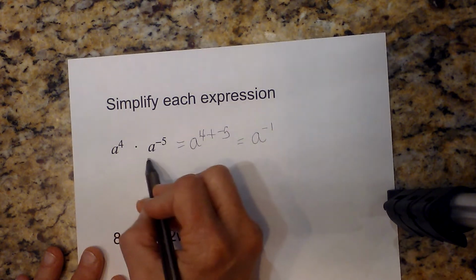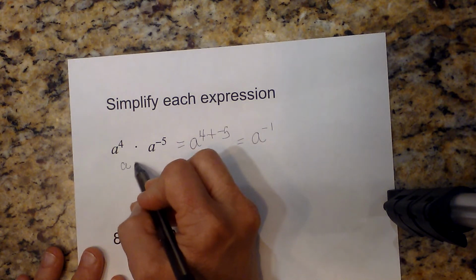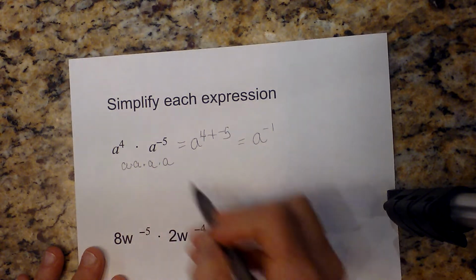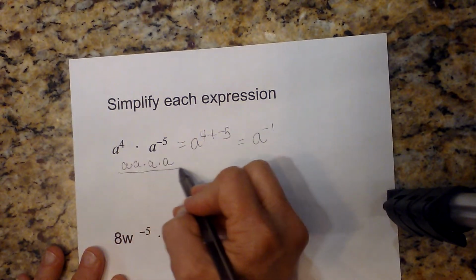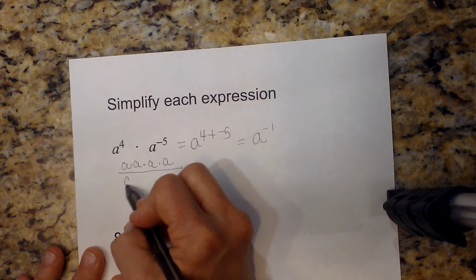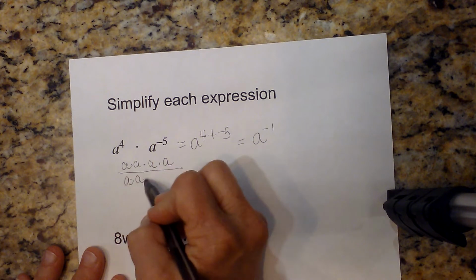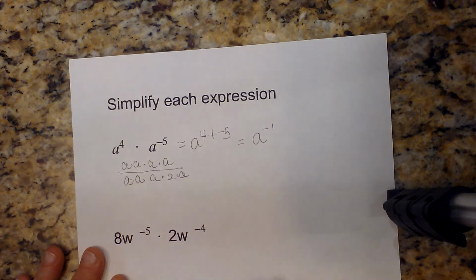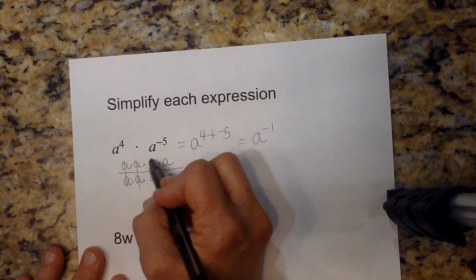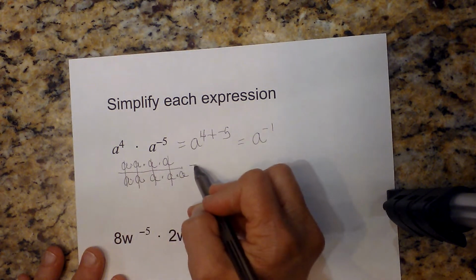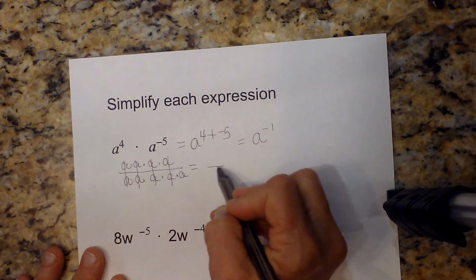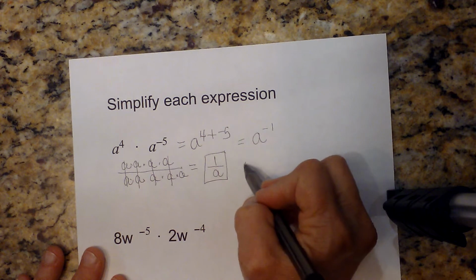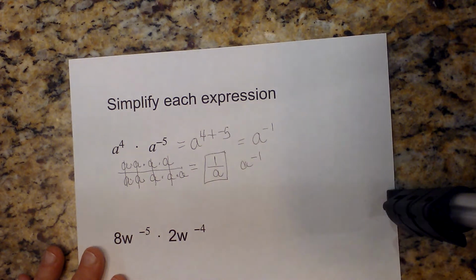If you have a to the fourth, that means you have 4 a's all multiplied together. And a to the negative fifth means you move these to the denominator of a fraction, and you have 5 in the denominator. And then you can see these all cancel out, and you end up with an a, but it is in the denominator. So when you have an a in the denominator, we note it as a to the -1.